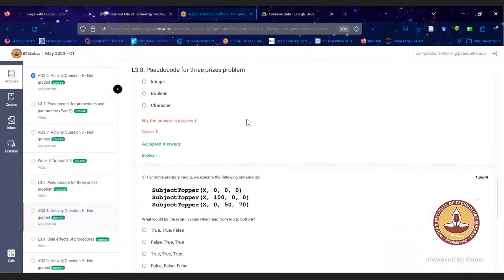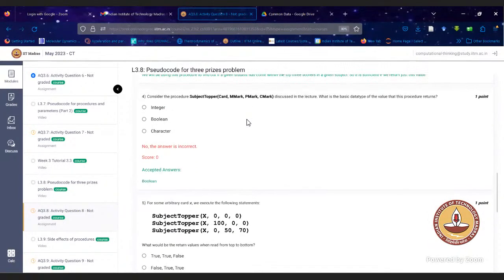Sir, I have a doubt in question number 4 also. Sorry, in this question. Yes, sir. So consider the procedure subject topper, card marks. Discussed in the lecture, what is the basic data type of the values that this procedure returns? So can anyone briefly tell me what this procedure was in the lecture?